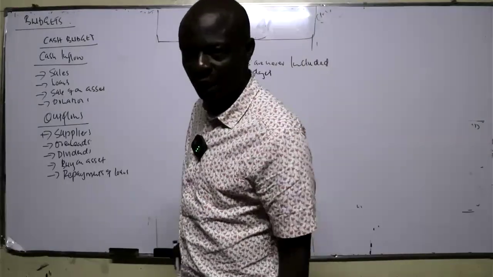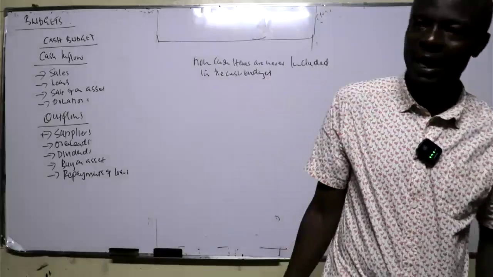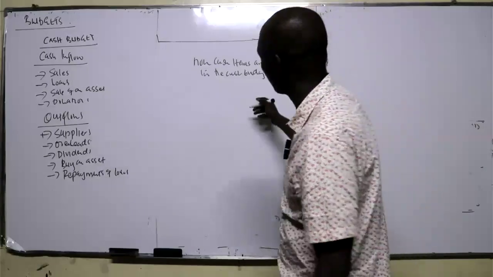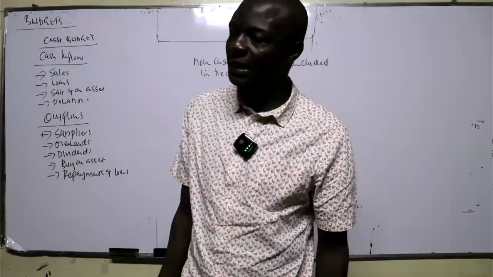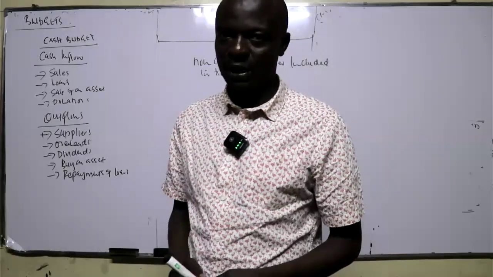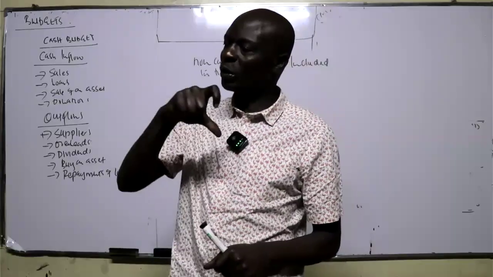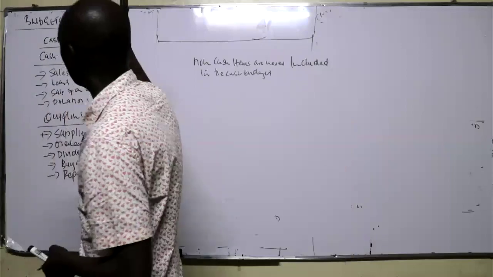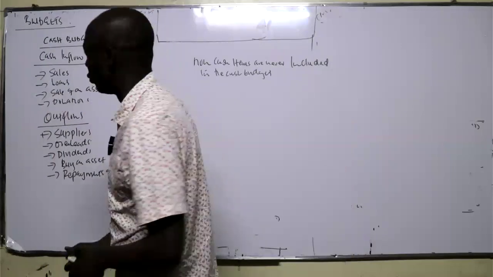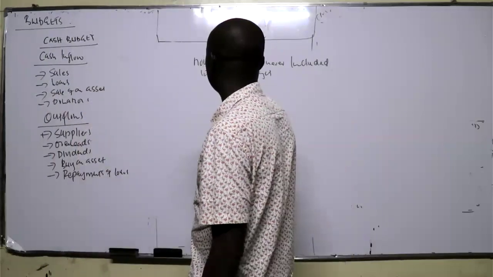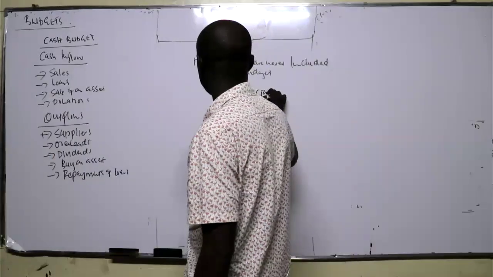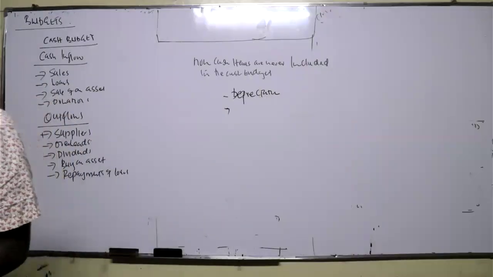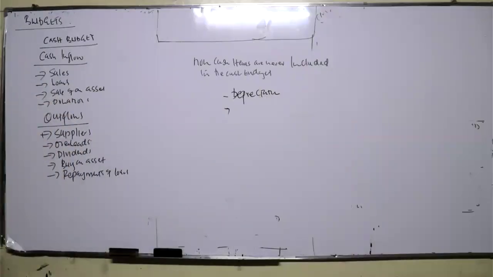Notional cost is a cost that does not involve movement of cash. There's no cash in or out. Examples include provision for bad debts or depreciation. A notional cost does not involve movement of cash, either in or out. Those are never included in the cash budget. A good example is depreciation and provisions.